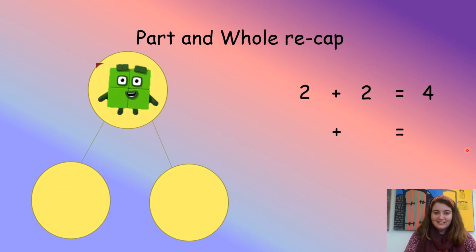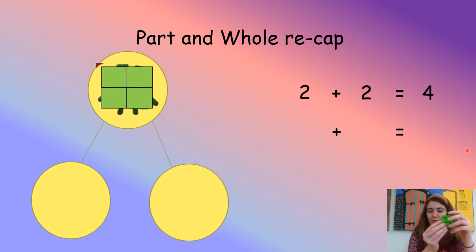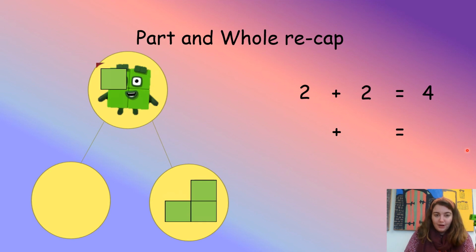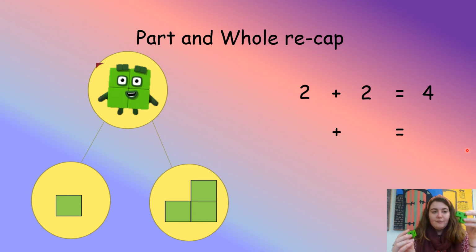Are you ready? So say we've got our 4 cubes again, that's our whole. I can also break 4 up into 3 and 1. So let's see that. I've got 3 squares in one part and 1 square in another part. So if 3 is a part and 1 is a part, the whole is 4, and 4 can be broken up into 1 and 3, just like we see here on our part-part whole model.